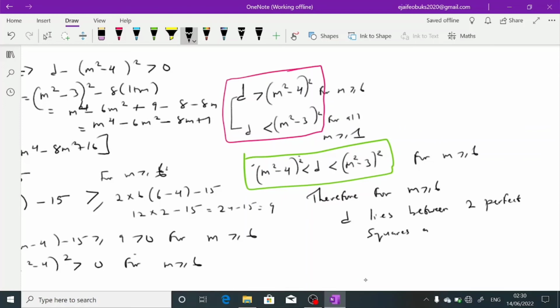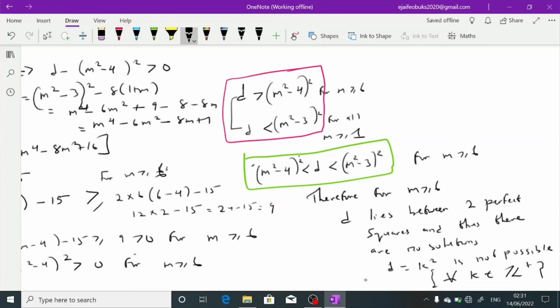And thus there are no solutions. There are no solutions for d there. Thus there are no solutions because d equals some perfect square, let's say, not possible, a member of the set of positive integers. So this is not possible for m greater than or equal to 6.